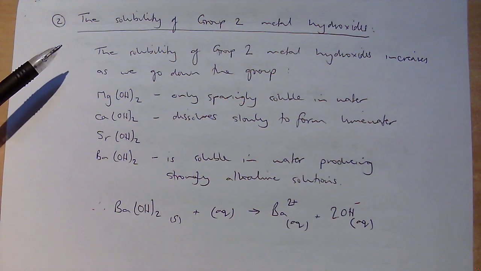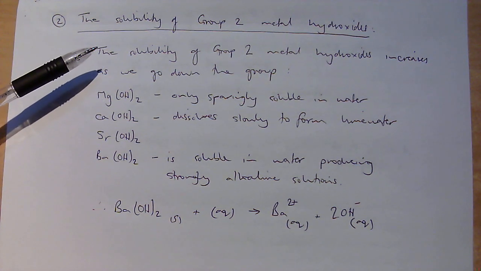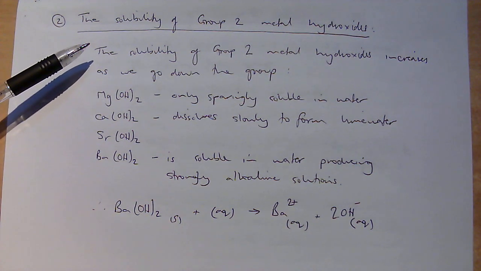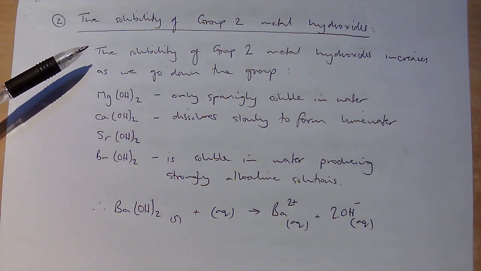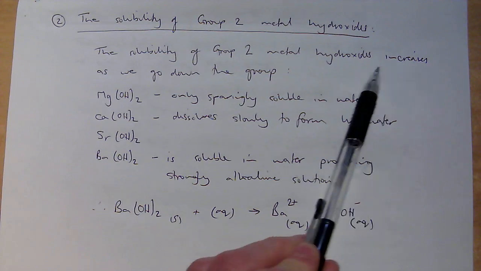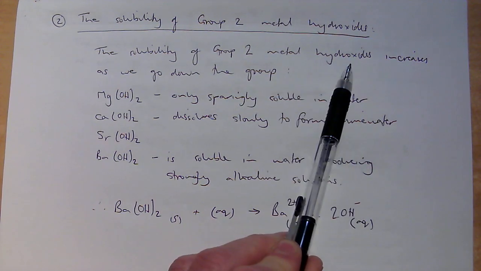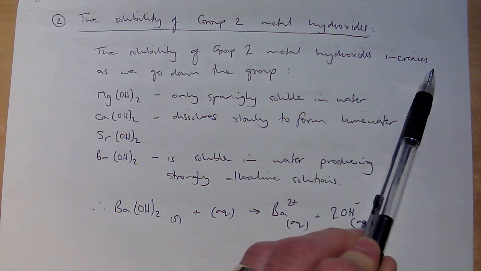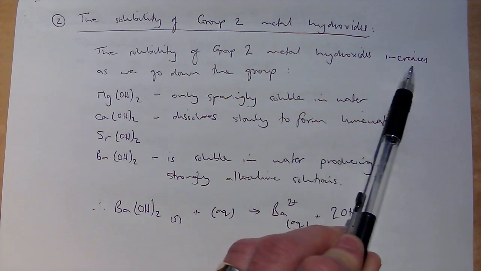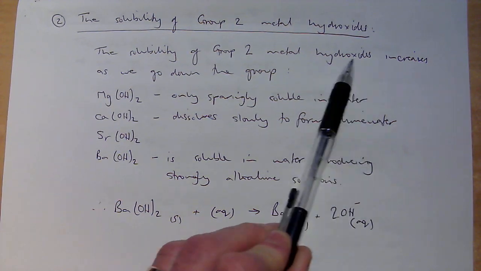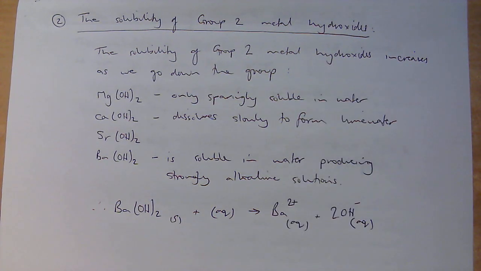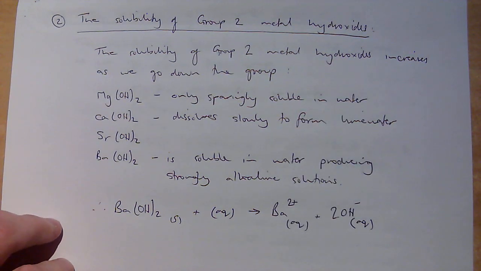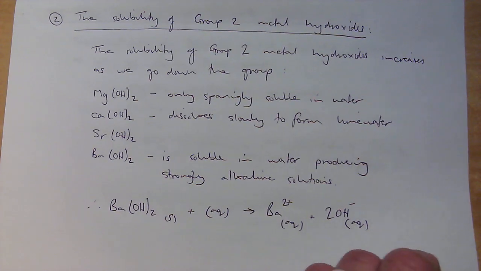We need to remember this. Group 2 metal hydroxides, their solubility increases as we go down the group. So metal hydroxides, the solubility increases, hydroxides increases, high I. Okay, there we go.